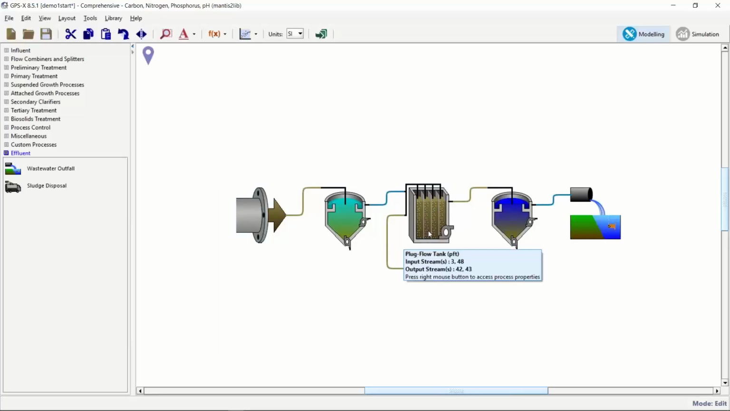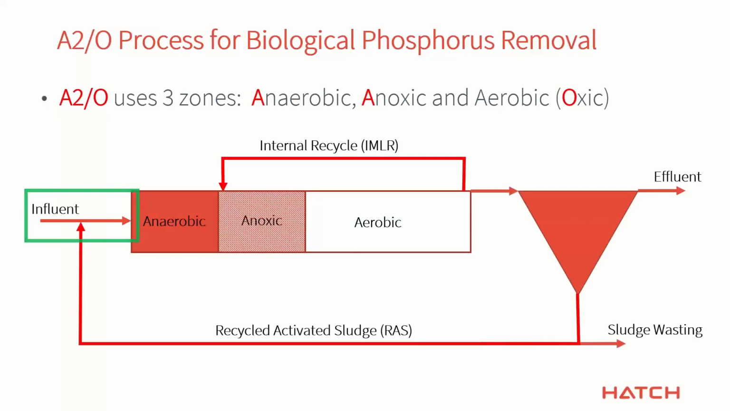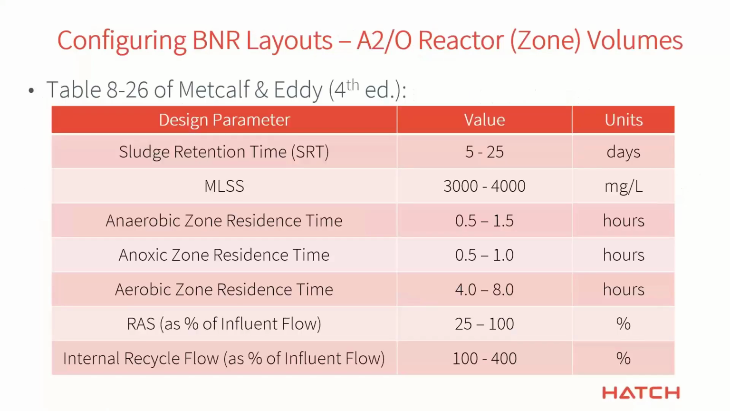Okay, so we got that part set up. Now we need to go to the next step, which is to set the volumes of these 3 reactors in series. So I'm going to go back to the slides for a second and show you one way to come up with what those might be. Let's move on to the next slide here.